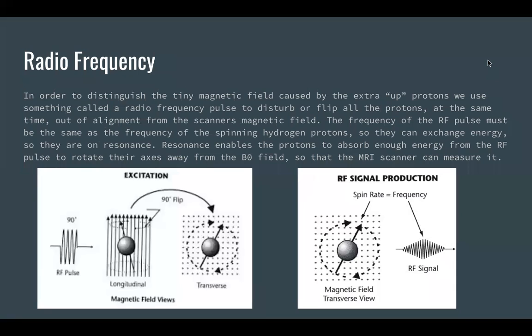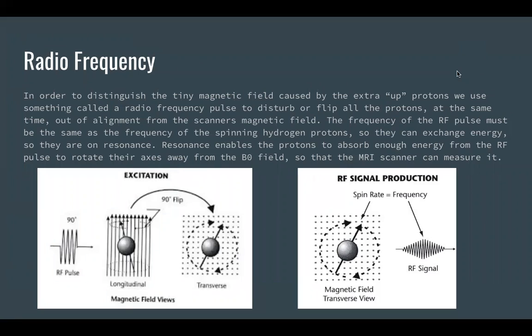Radio frequency. If we think about our compass in the Earth's magnetic field pointing towards the North Pole, we make the needle rotate to point east if we place a small bar magnet next to the compass. This is similar to the way protons behave when we turn on the RF pulse.